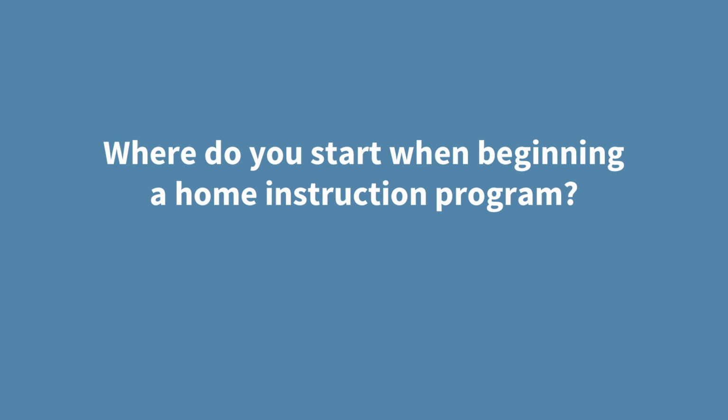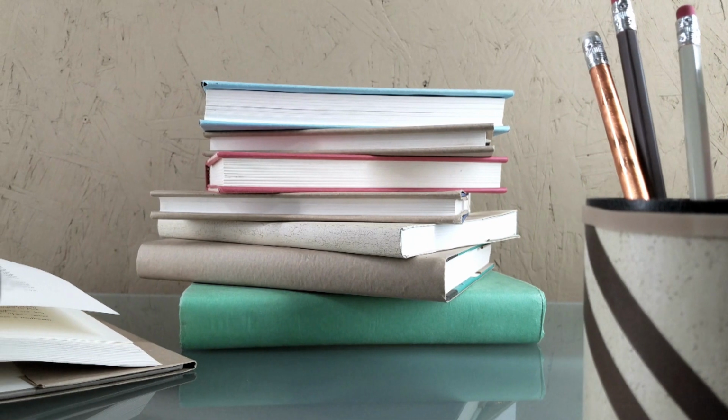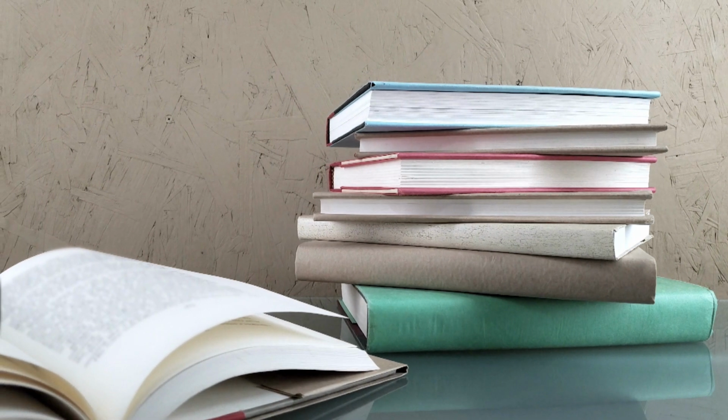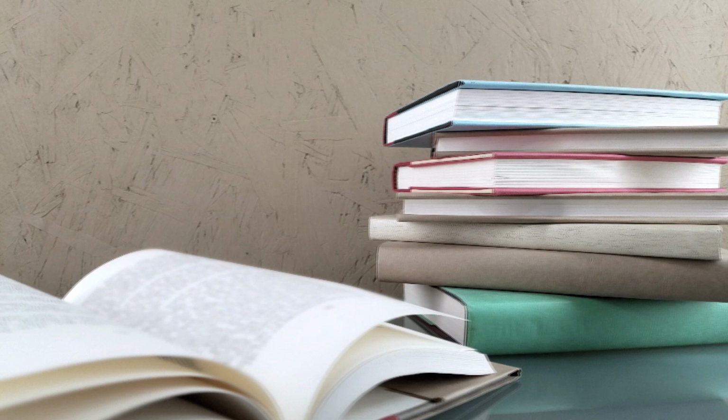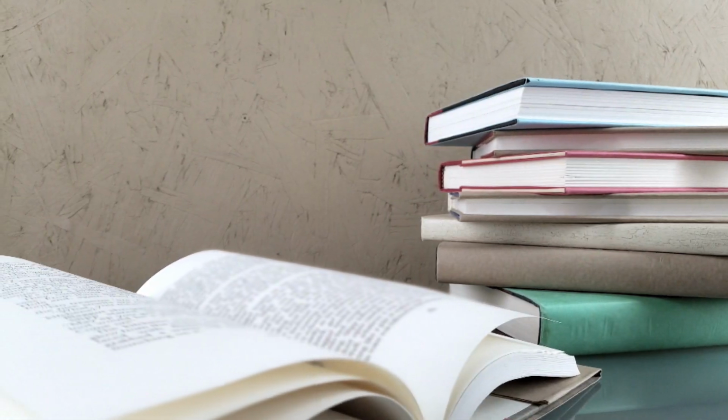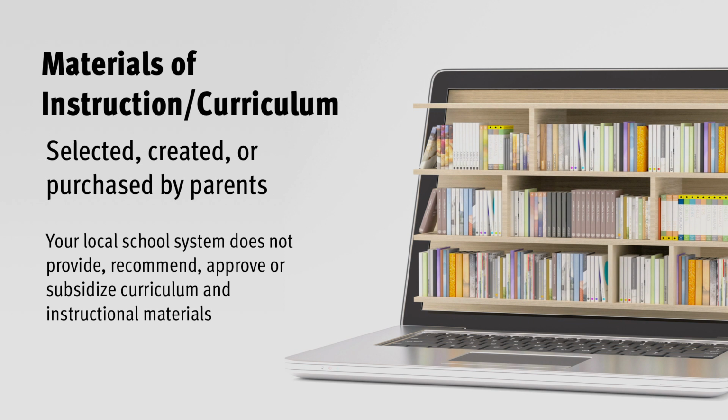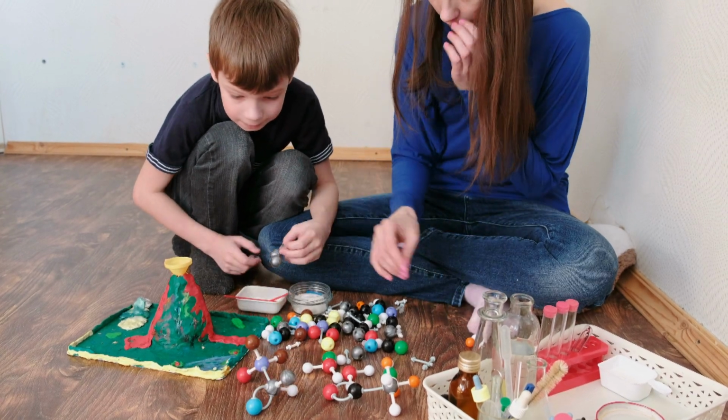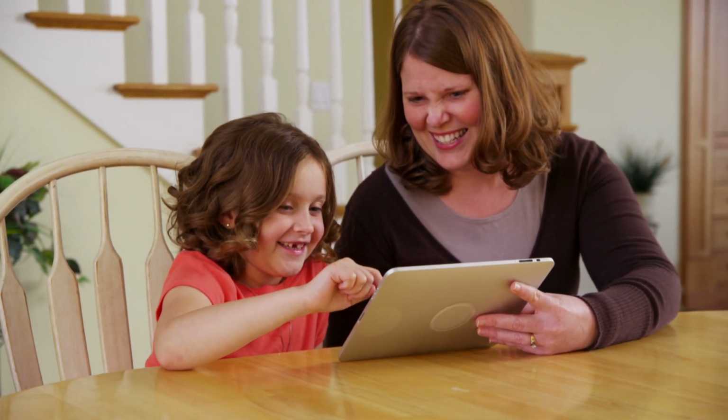So, where to begin? You have some choices and decisions to make. The first decision is about the materials of instruction, curriculum, that you will use with your student. Putting in place materials of instruction involves selecting, creating, or purchasing curriculum. Please note that curriculum and instructional materials are not provided, recommended, approved, or subsidized by your local school system or the Maryland State Department of Education, otherwise known as the MSDE. It is the parent's responsibility to select and implement the chosen curriculum.